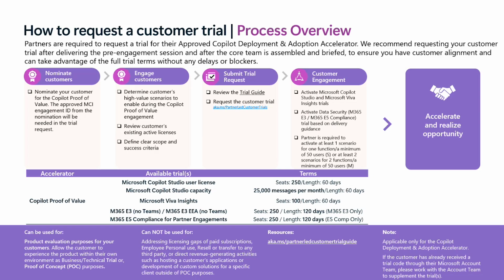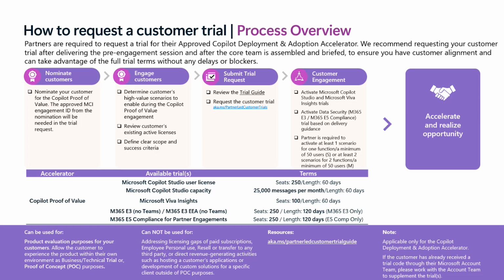So you can fill in all the information about your customer, and then you can check if your customer is eligible or not eligible. And during the customer engagement, you can even check, for example, whether Copilot Studio is going to be activated, or whether the Microsoft Viva Insights trial will be there or not. And you can even check if it's fine for E3 or E5 compliance.